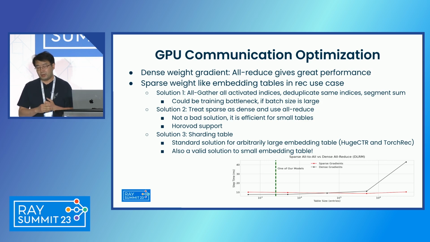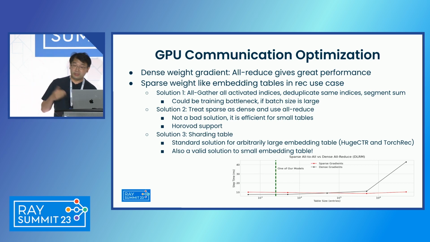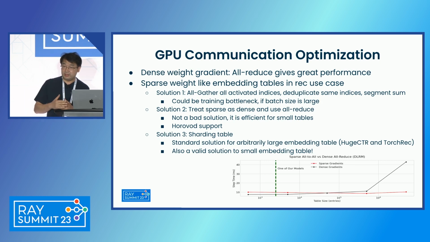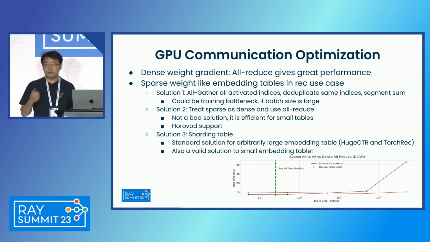For example, the first one is native TensorFlow. It tries to gather all the activated indices, deduplicate the same indices, and do the segmentation sum for the gradient computations. This could be the bottleneck if the batch size is large, because there are so many indices for different GPUs. You have to gather them together and then do the update.